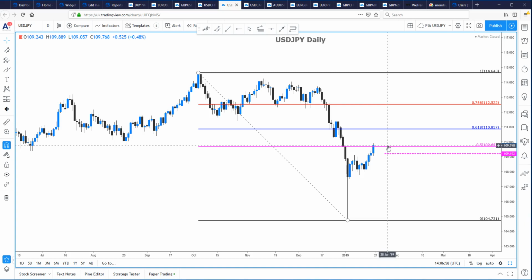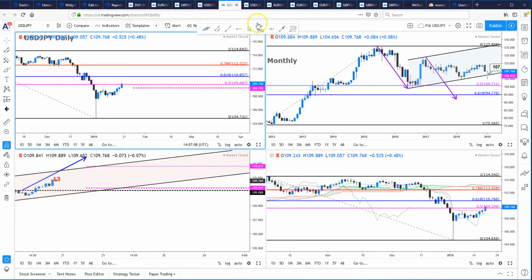I think with higher highs and higher lows, the call is still got to be buying into dips at the moment, but I am wary of that 13 count and this 50% pullback level.